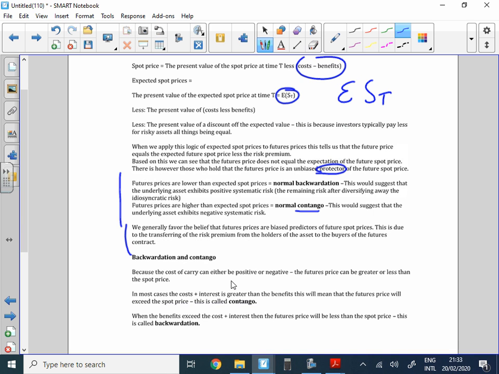That's just normal backwardation and normal Contango. That's backwardation and Contango.